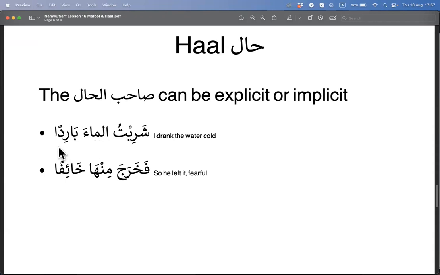And then baridan. Baridan is ism and nasab. Is it nakira or ma'rifah?